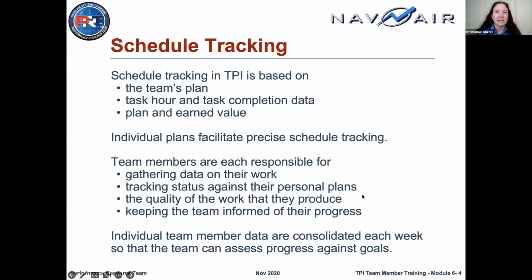So schedule tracking is based off the team's plan, team member availability and task completion data, and an average accumulation of earned value. You, as an individual, have to track your own work, log your time to your tasks and mark things closed, and report your status weekly to the team. All the individual team members' data is rolled up into the team plan to determine if the team is on schedule and why or why not.